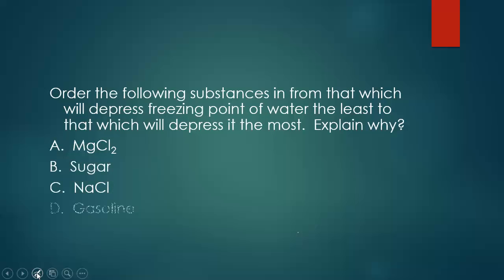this is the kind of question you're going to find on the test. Order these things from the one that's going to lower the freezing point the least to the one that's going to lower it the most. And here's your clue. Let's talk about ICBM, intercontinental ballistic missile. Why are we talking about that? Because they will give us an interesting concept that's important.